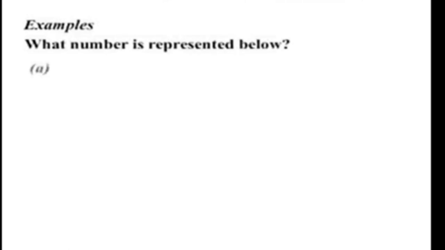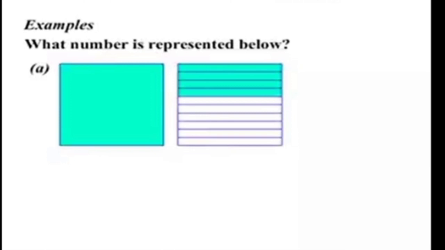What number is represented below? See, this is 1 whole box and another part out of 10, where there are 4. So how can we express this as a decimal fraction? The proper fraction will be 1 whole 4 by 10. The decimal fraction will be 1 decimal 4. This is the equivalent of the proper fraction and the decimal fraction.